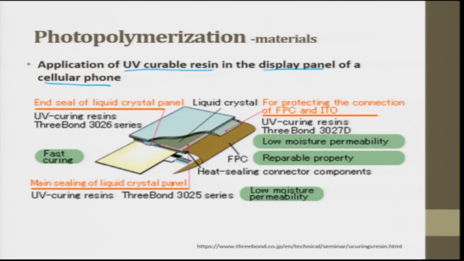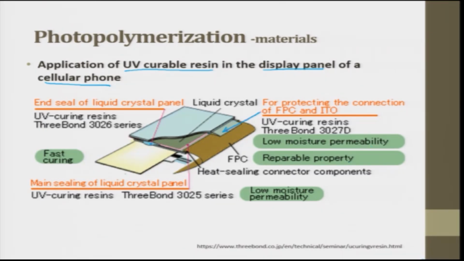So, you can see here the cross sectional view of the display panel. Here you can see the end seal of the liquid crystal panel is done. So, it has a UV curable resin. Then you have the liquid crystal here. Then for protecting the connection of FPC and ITO you have this. So, the UV curable resin is also filled here. So, it has low moisture permeability and repairable properties.